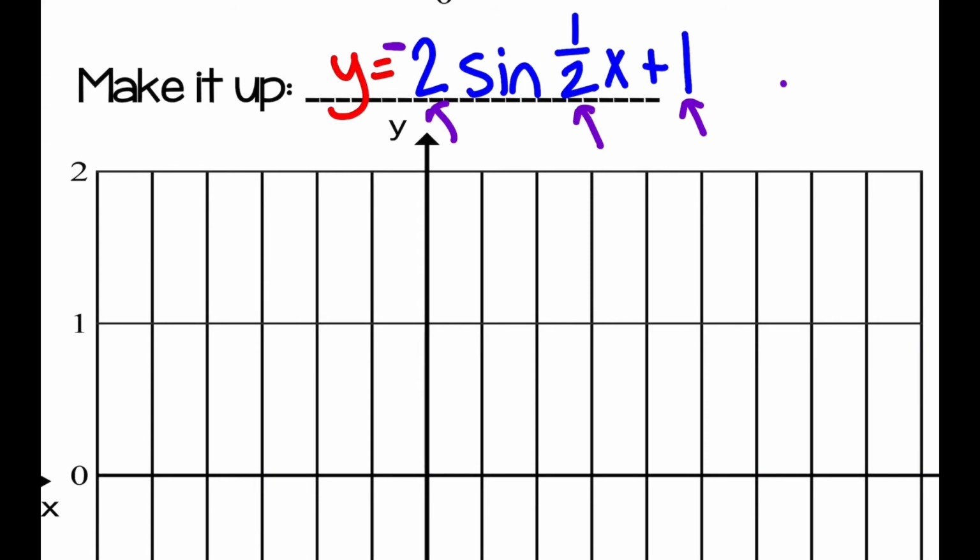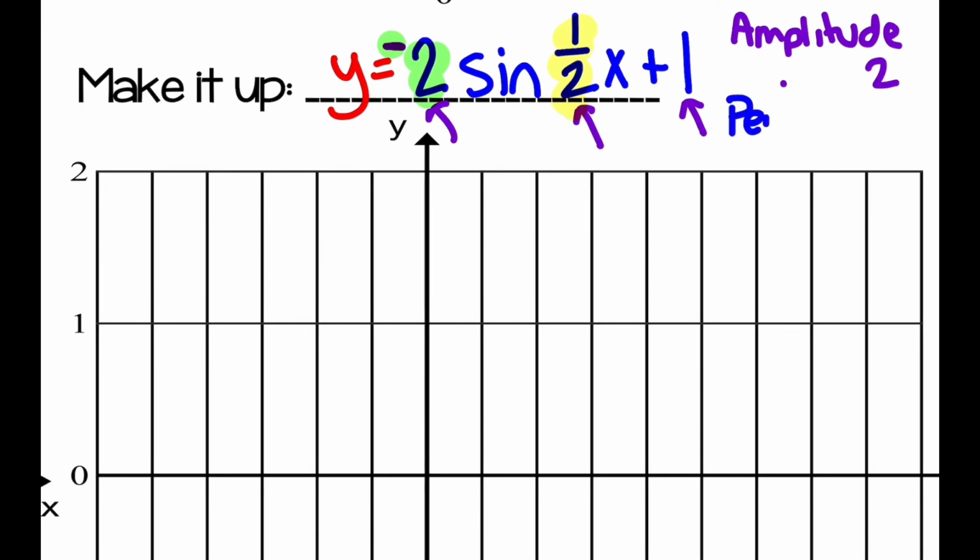So I still recommend that you do the reflection last. I also recommend that you do the vertical shift second to last. I still recommend doing the period first. So let's go through all of this. If I ask you what the amplitude on this one is, it's going to be 2, not -2, 2.